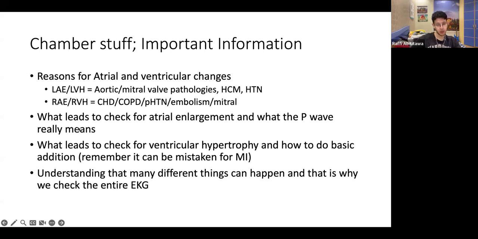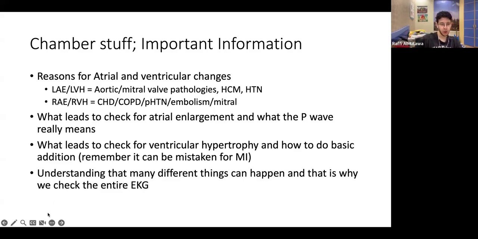With the atria, like we said, if you go back to the monkey see and then the monkey doing, the atria is related to the P wave. So if you think there's a problem with the atria in terms of size, we're going to look at the P wave. And with the ventricles, we said they're related to the QRS. So when the monkey sees QRS abnormalities, the monkey knows that this is related to the ventricles.